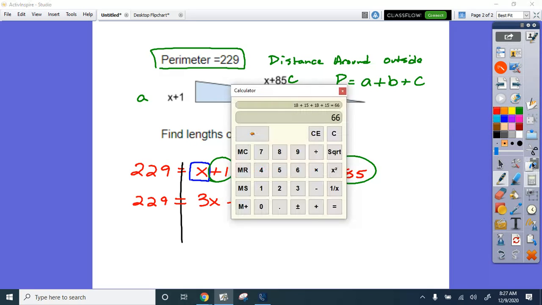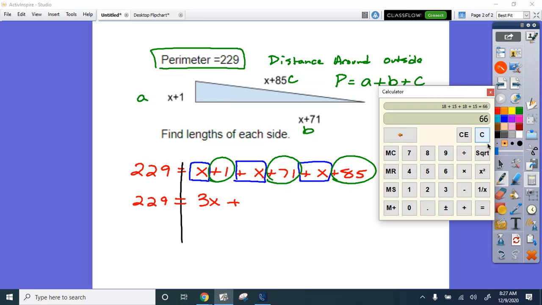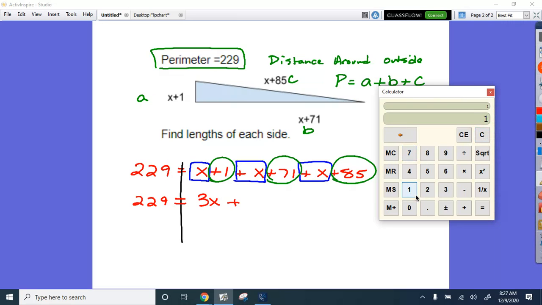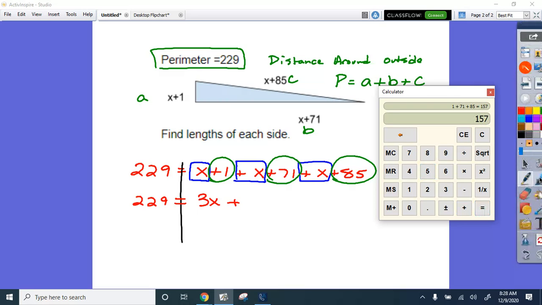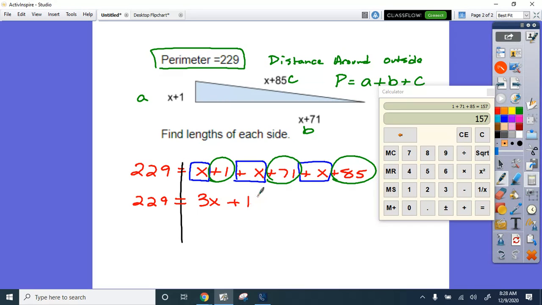And again, let's pull my calculator up in case you want to do this a little faster. You can type in 1 plus 71 plus 85. The total gets you 157. So you have plus 157 over here. And now we solve our equation like we always have. We're going to isolate this 3x by subtracting 157 from both sides.